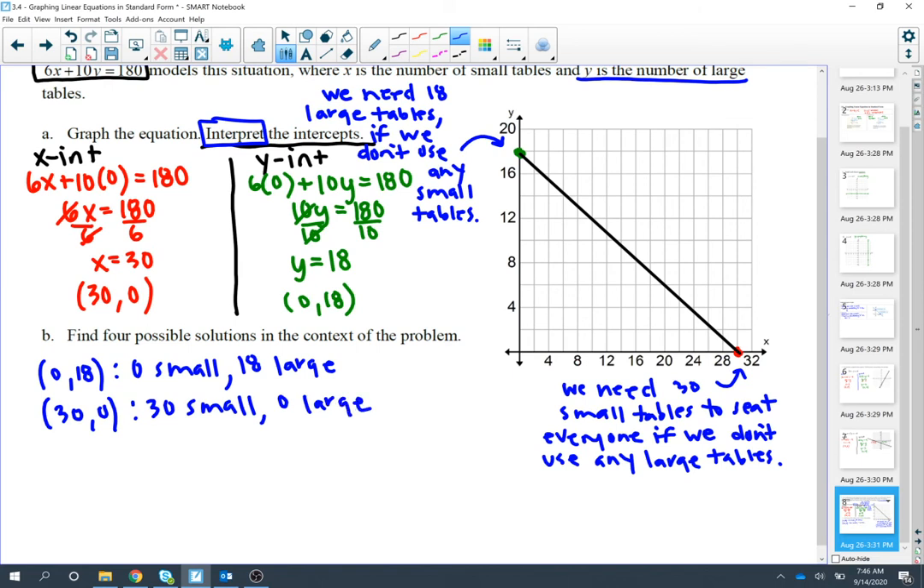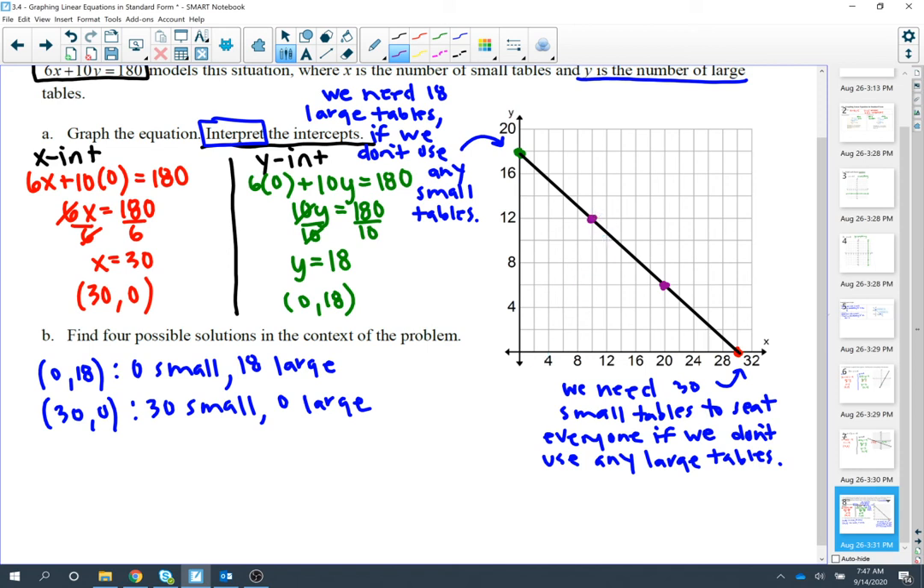But what if 30 small tables aren't going to fit in this room? Or what if we really don't want 10 people at a table and we'd rather put them in smaller groups? What other combinations could we come up with? Well, there's a guess and check method. We could substitute values into the equation, or we could use our line. Looking at my line, I'm looking for where it hits an actual box. Right here looks like it hits an actual box, and I'm going to check that just to make sure.